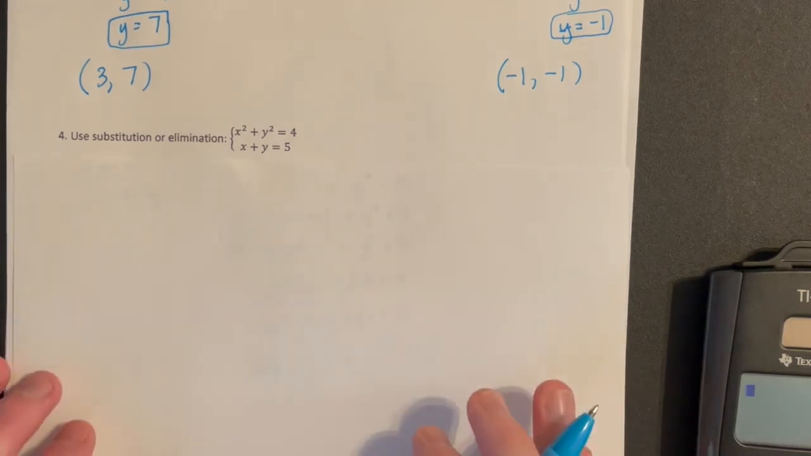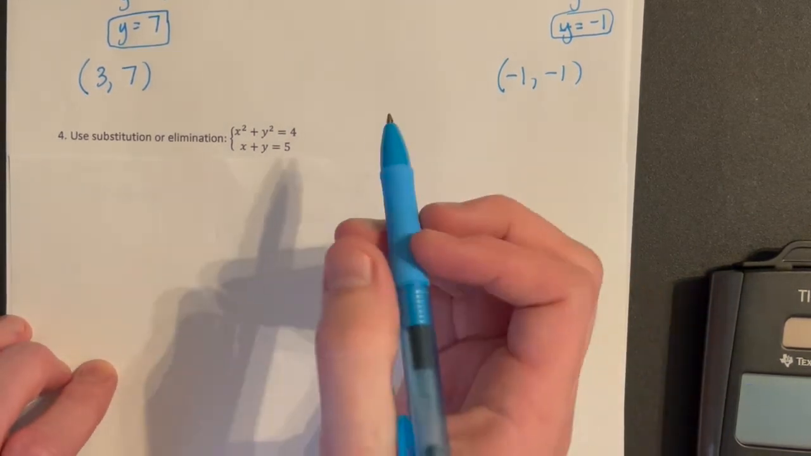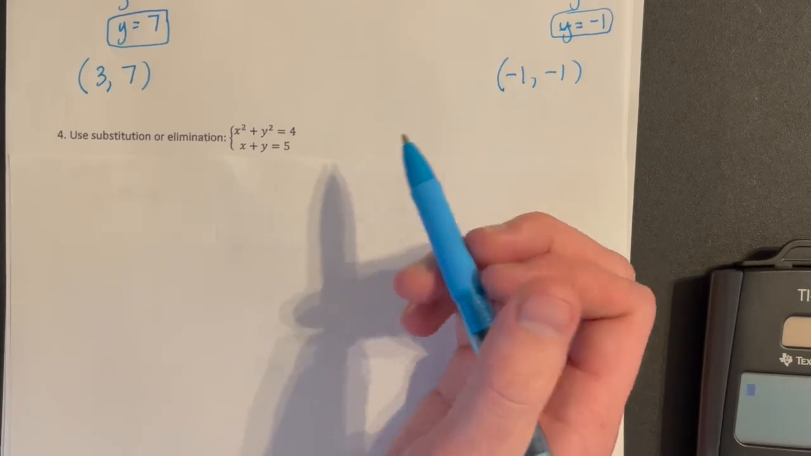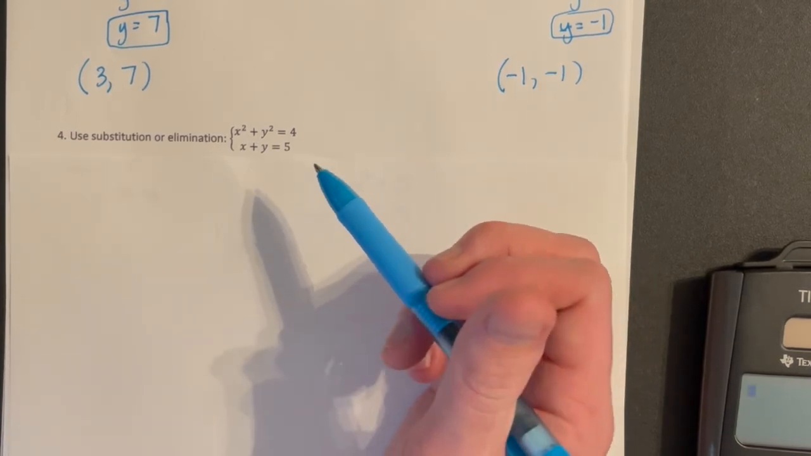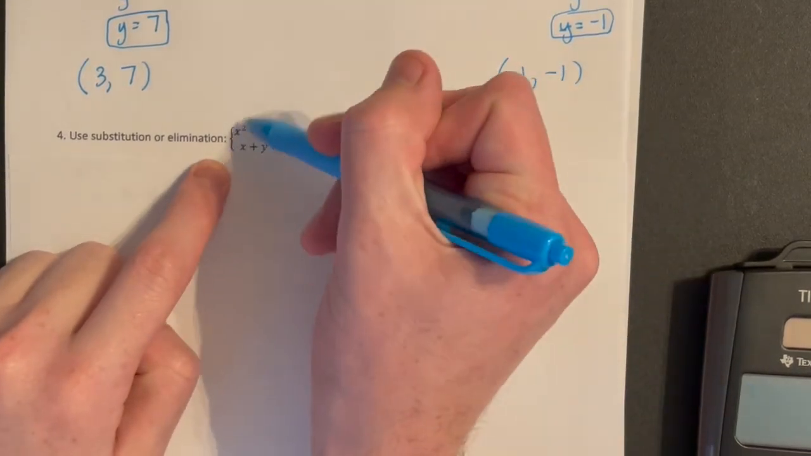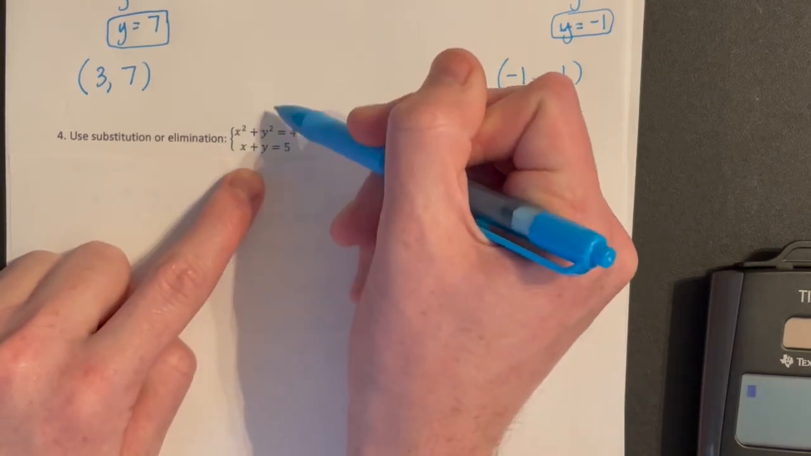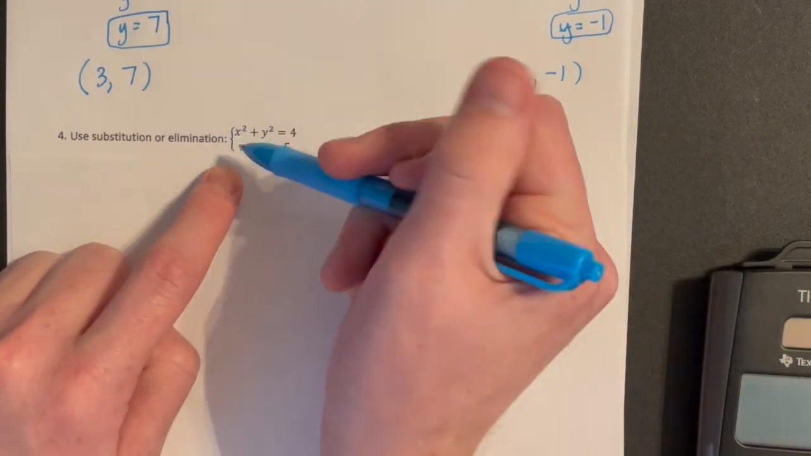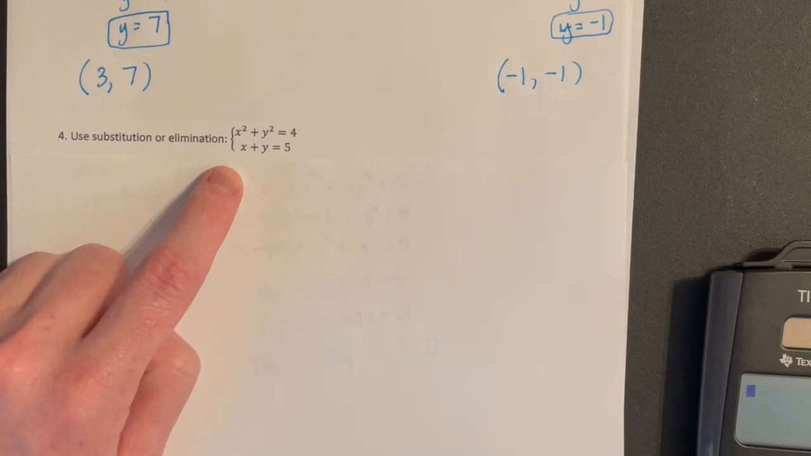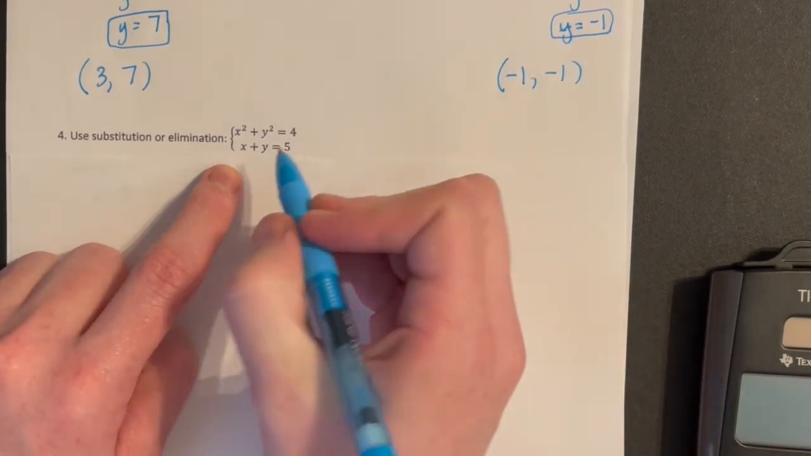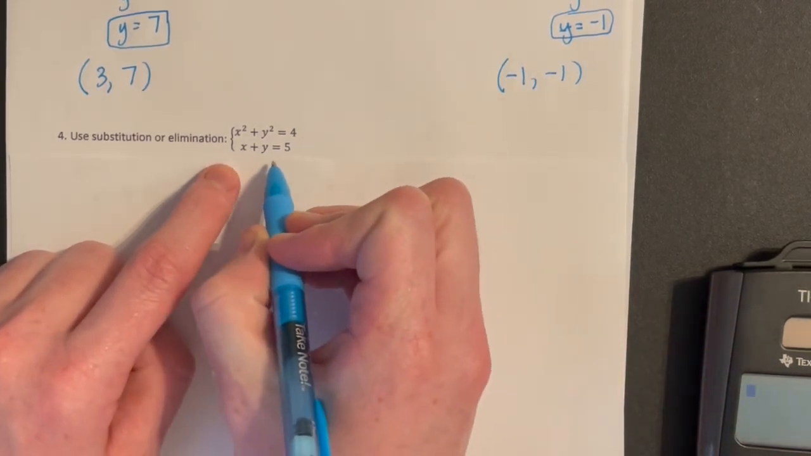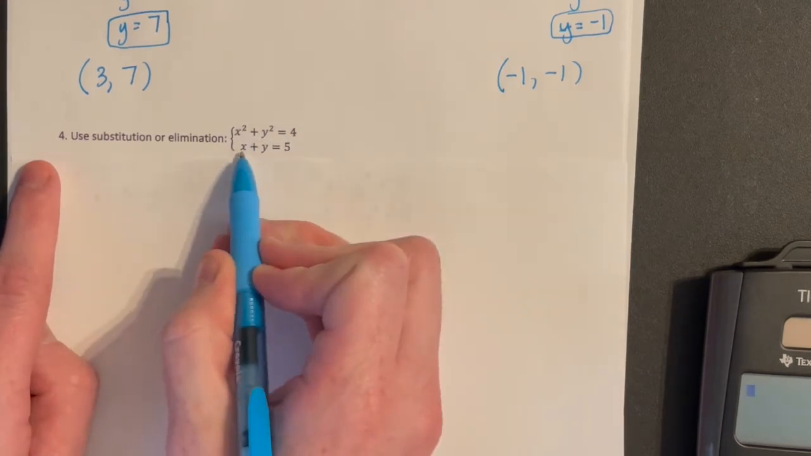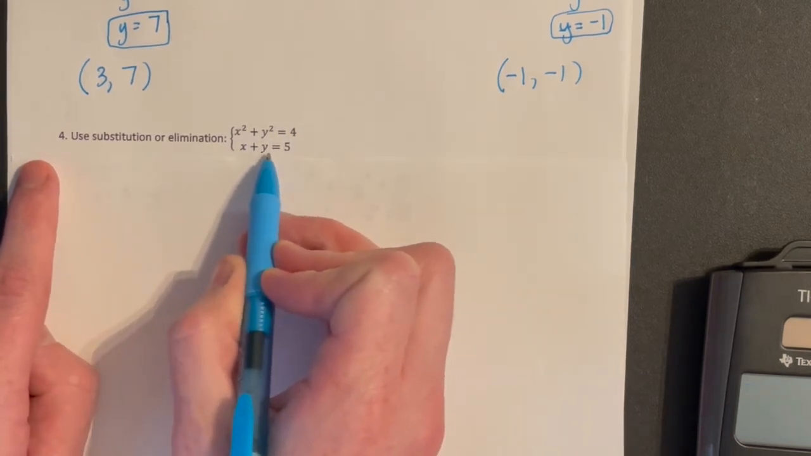Okay, so for number 4, you can try using substitution or elimination, but really we can't use elimination at all. When you think about elimination, they need to be the same so that we could eliminate, and y squared and y are not going to eliminate. x squared and x are not going to eliminate. So really we're stuck with this, where we're going to have to use substitution. I could solve for either x or y.